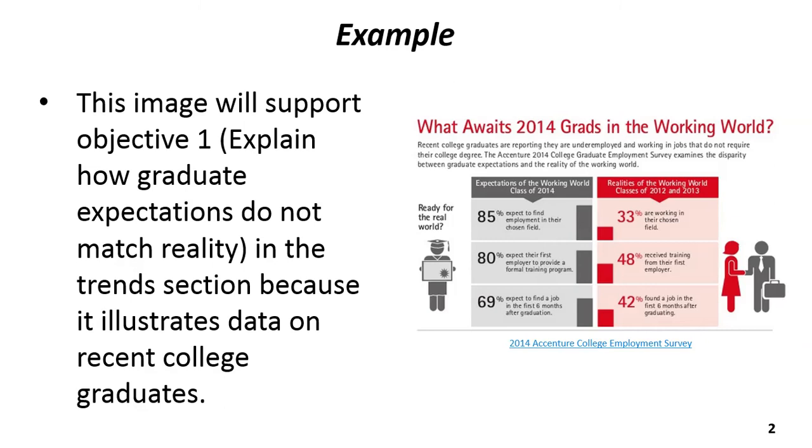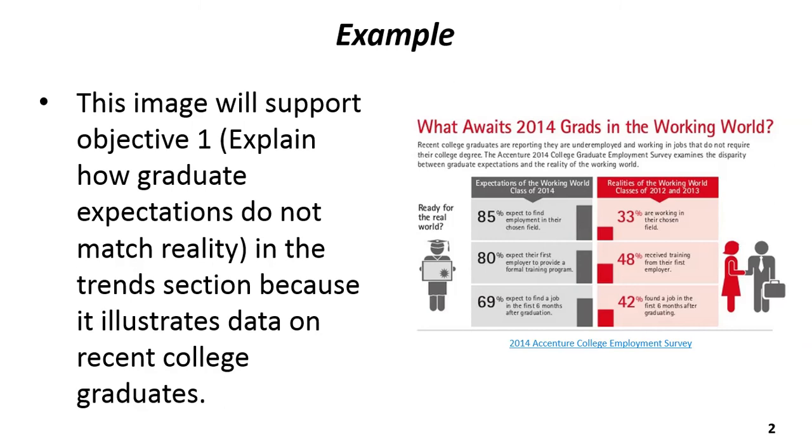You must link each image, graph, or picture to an objective. You have a variety of objectives now for your final report. You need to link the image, graph, or picture to an objective. Here's the example. This image will support Objective 1 in the trends section, which is explain how graduate expectations do not match reality, because it illustrates data on recent college graduates.